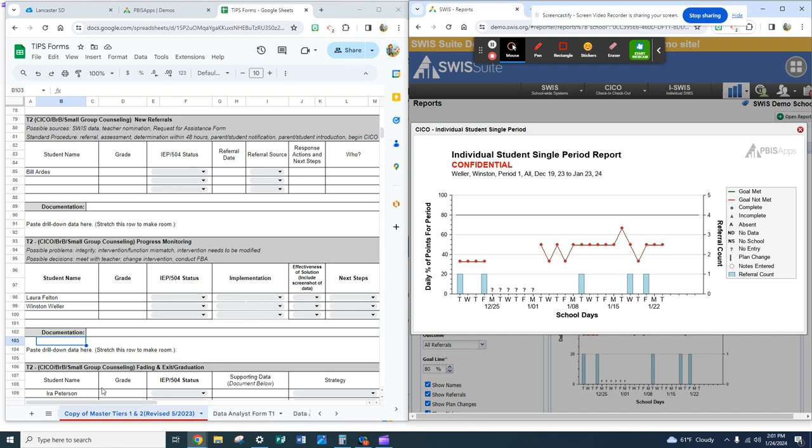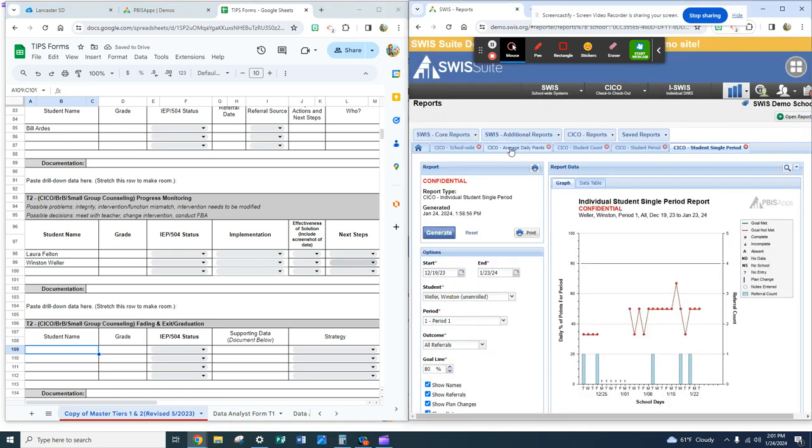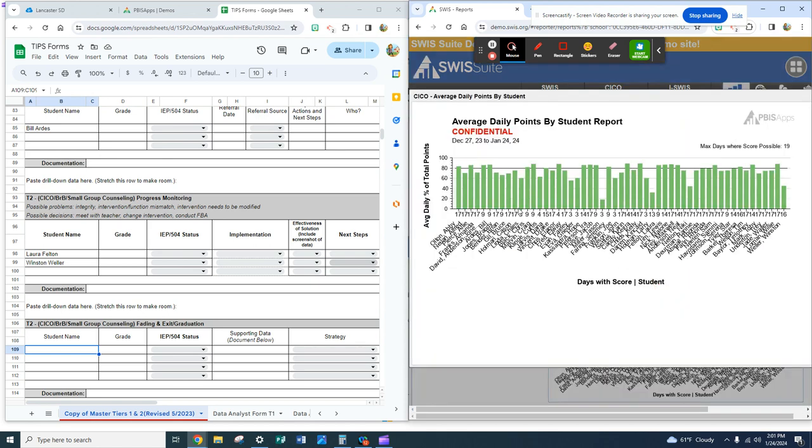Okay, so students who we may be considering graduating. We'll go back to our average daily points, and we're going to look for those students who have had a lot of days and are successful. So we've got student number 3 here, Allie Pierce. So we would put her in here. And you would put in before the meeting her grade and her IEP status. You could also add any supporting data.